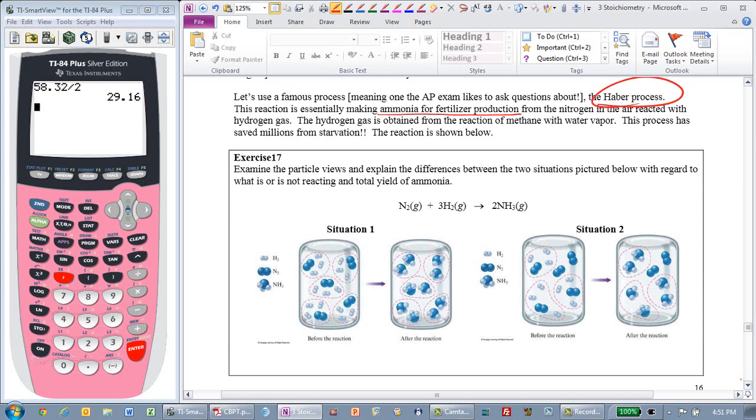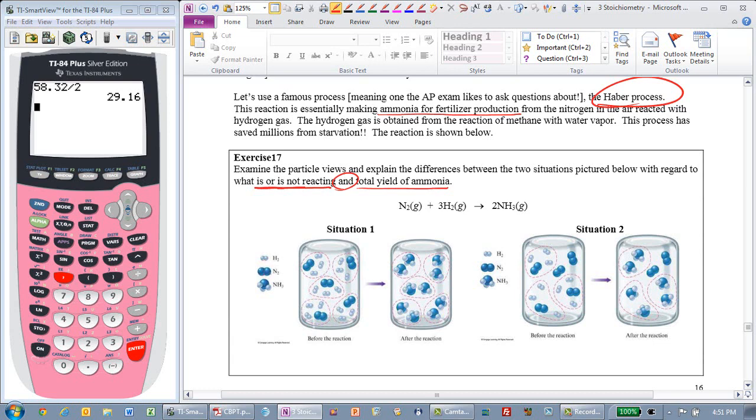It asks us to examine the particle views and explain the differences between the 2 situations pictured below with regard to what is or is not reacting and total yield of ammonia. So 2 items: is or is not reacting, and total yield. The little words are what will get you in word problems. Prepositions are important too.